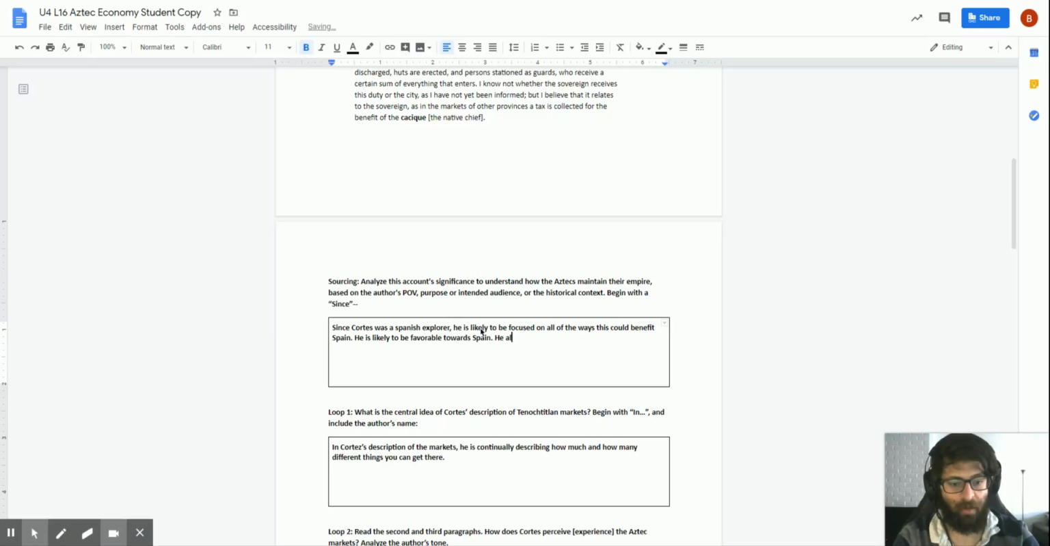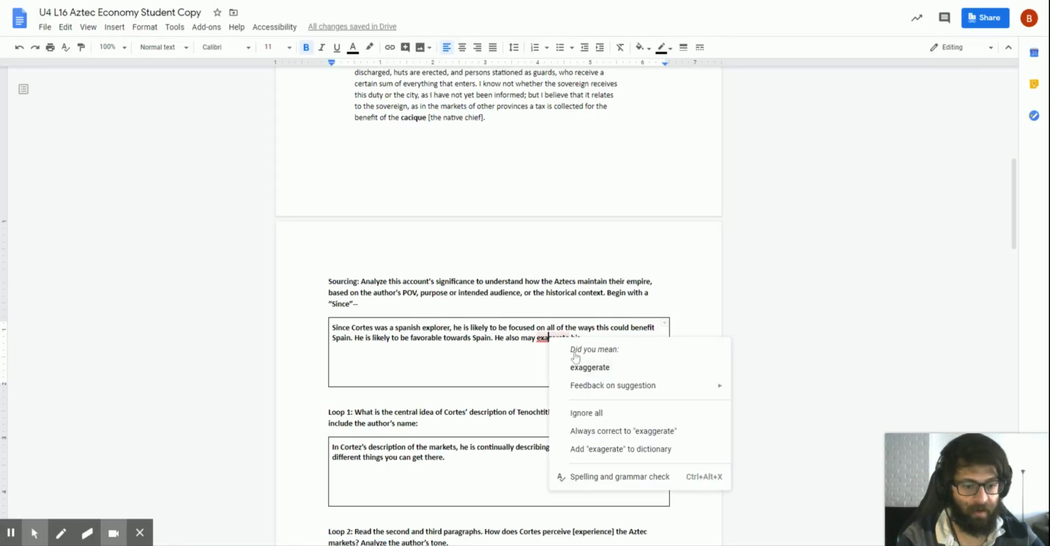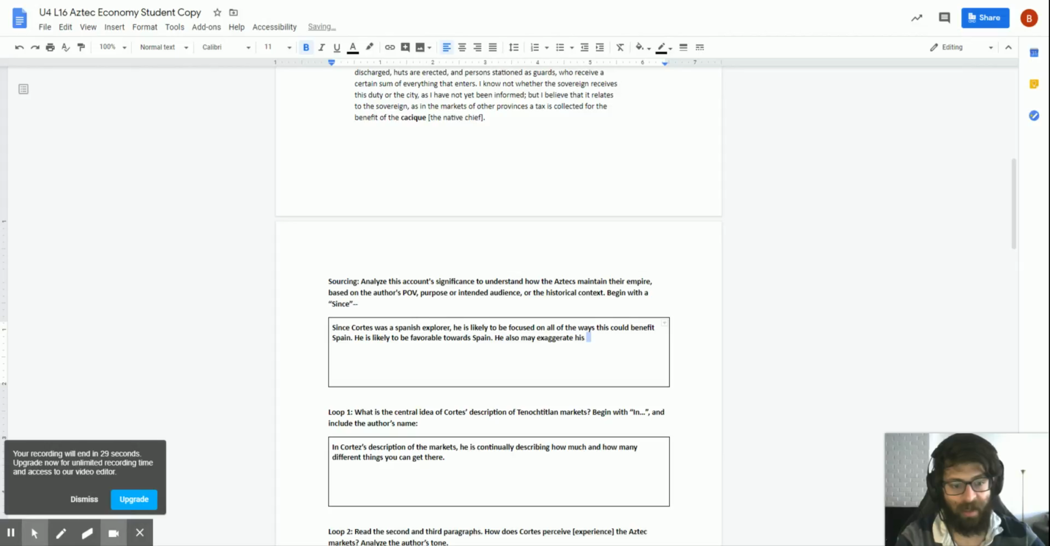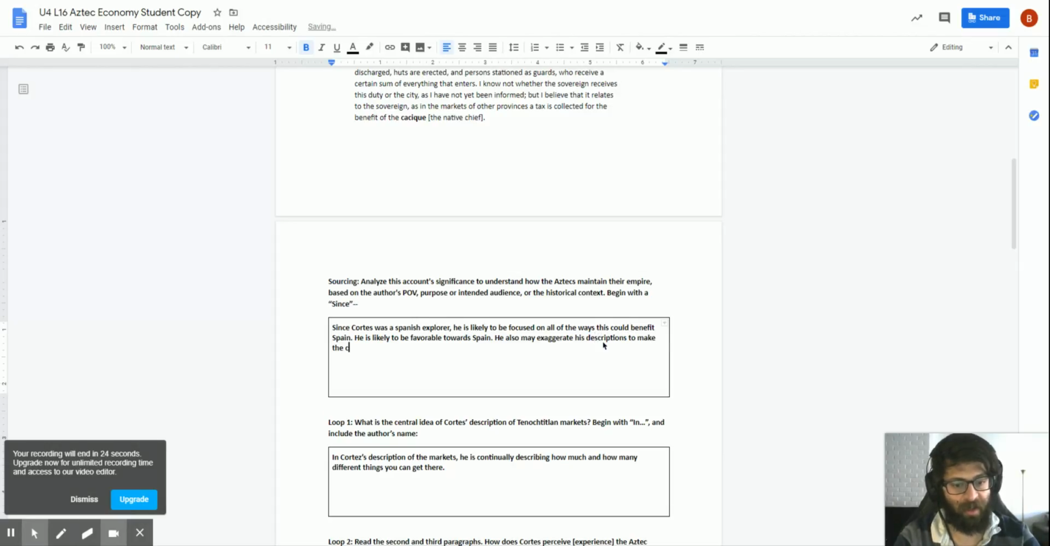He also may exaggerate his, as I can't spell today, as with most days, his descriptions to make the king want to pay him more. Okay, so if he makes it seem really good there, then the king's going to want to continue to go there and keep taking stuff, which makes him look really good and gives him a lot of money. So, you should be able to answer these, hopefully. As always, reach out if you have questions. You can absolutely do this, though. Good luck.